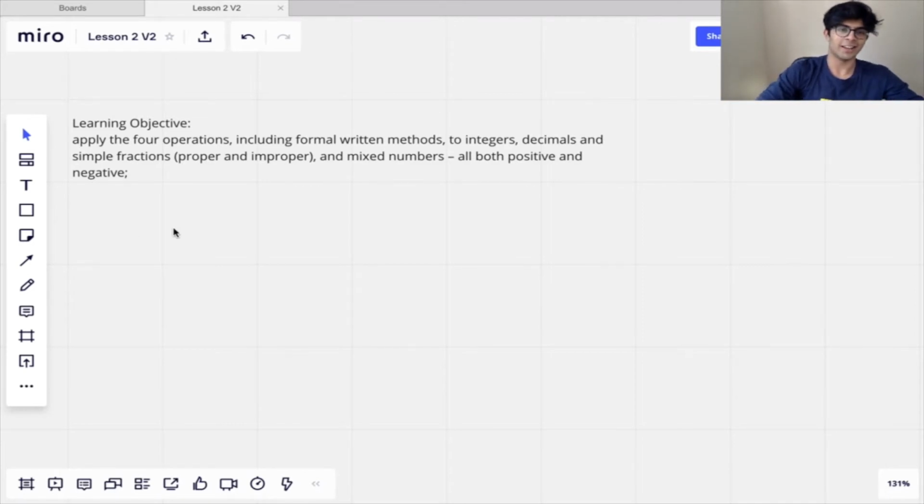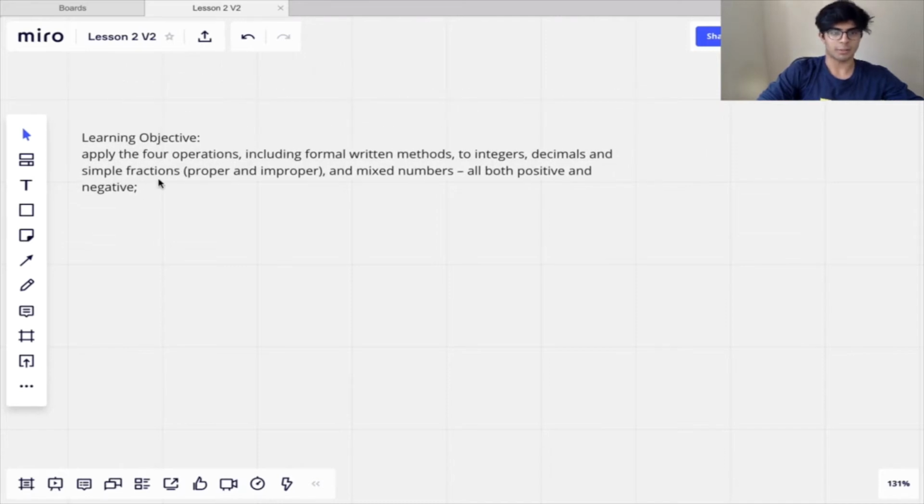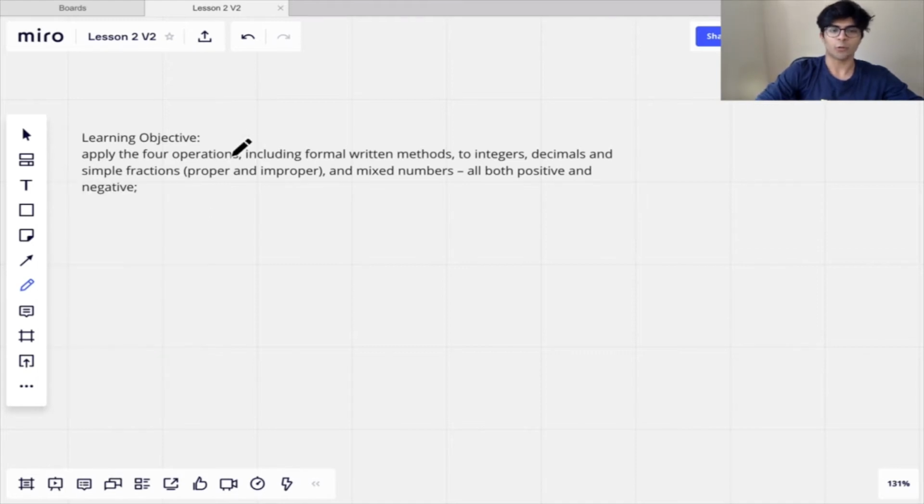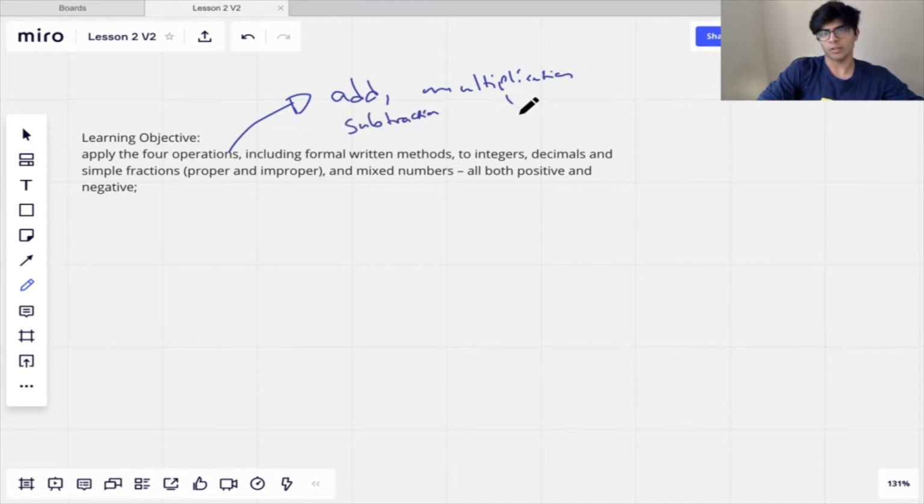Cool. Okay. Quick definitions first off. Four operations. I think I might pen out. Change the color actually. Blue, why not? So the four operations are stuff like addition, multiplication, and with addition goes subtraction, and with multiplication goes division, right?